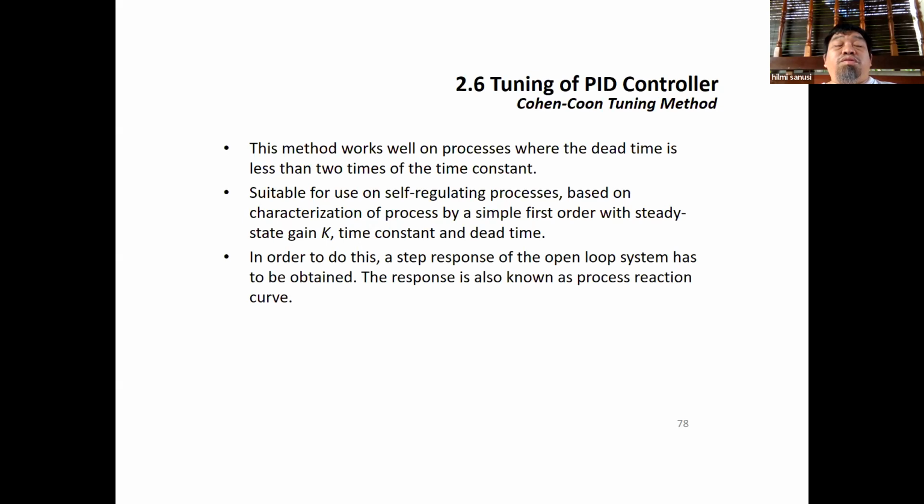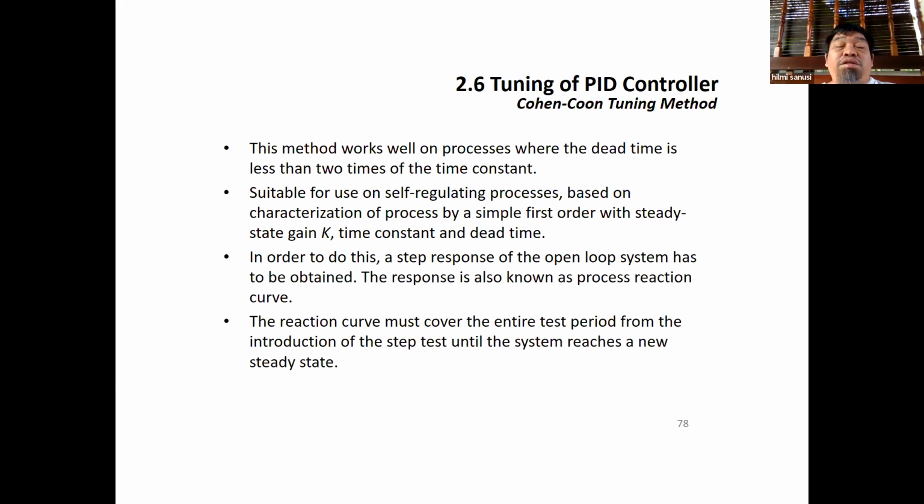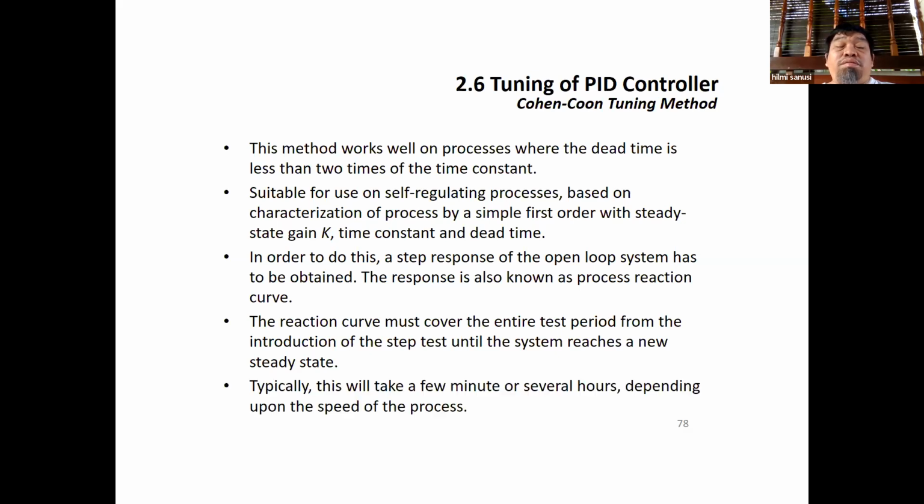So in order to do this, a step response of open loop has been obtained, and then the response, also known as the process reaction curve. The reaction curve must cover the entire test period from the introduction of the step until the system reaches a new steady state.